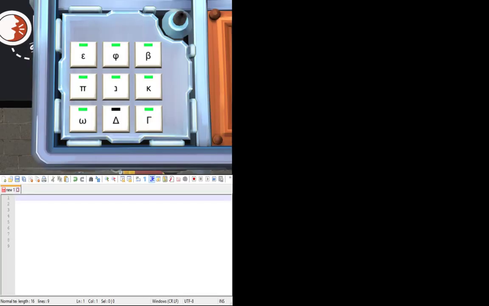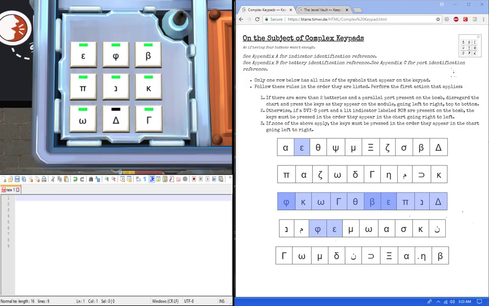So, let me show you the screen. I started calculating anyway. But the order goes as this. Phi, kappa, omega, L, theta, but I had no theta. I'm going to pronounce it theta because trying to pronounce it is a little bit hard for me. Beta, epsilon, pi, iota, and finally triangle.